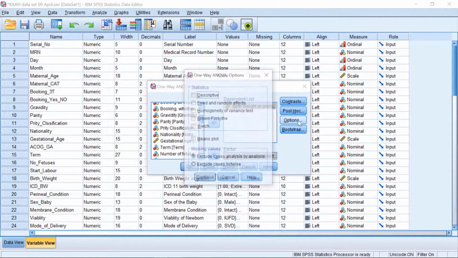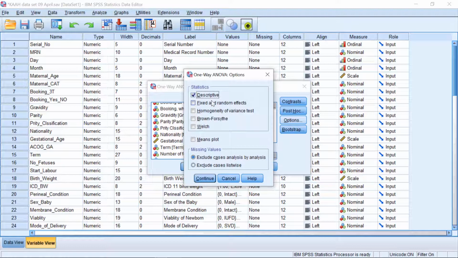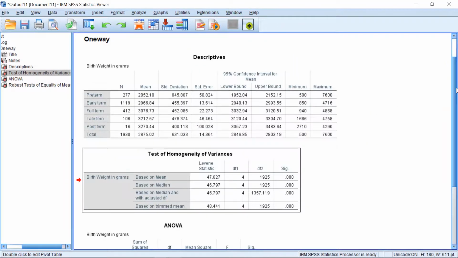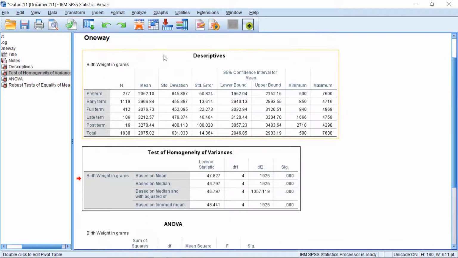Now we go to Options. We take the descriptive, homogeneity of variance, and Welch, and we will know why. Continue, then OK. We will end up with four tables. The first one is descriptive. It has the number of each subgroup, the mean, standard deviation, minimum, maximum, the confidence interval, and so on. Please notice in the standard deviation we have quite different numbers between the subgroups, and this will reflect directly on the variance, which will be widely variable as well.